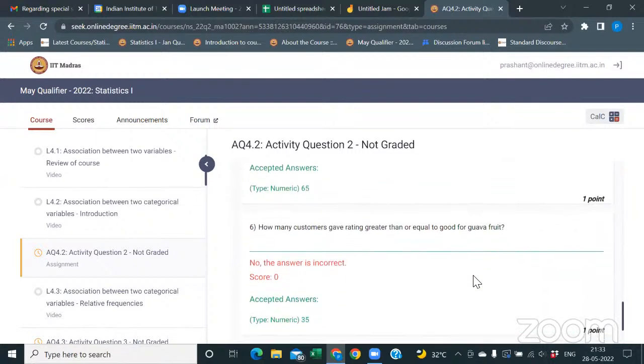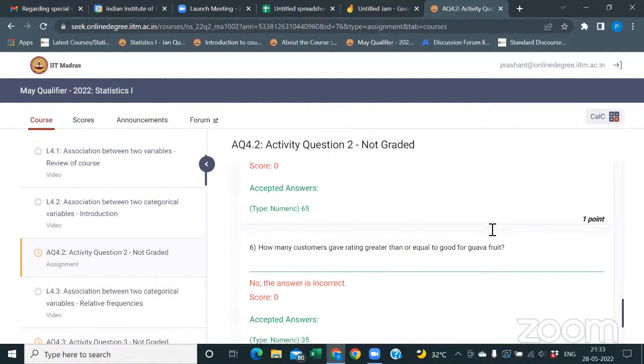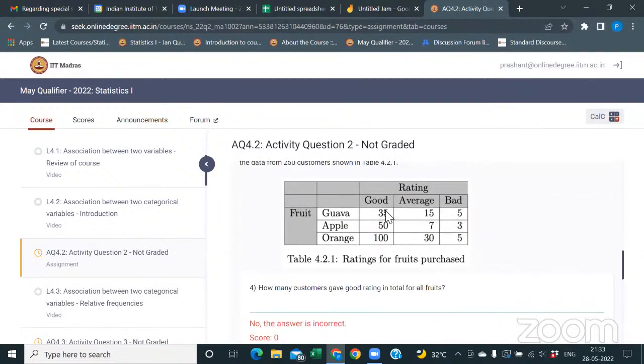How many customers gave a rating greater than or equal to good? It's for guava. Yes, guava. So for guava there is only 30.